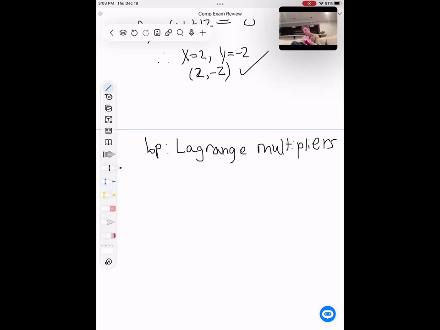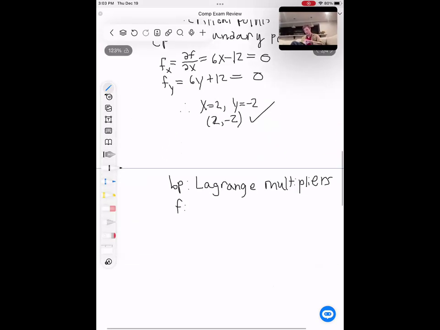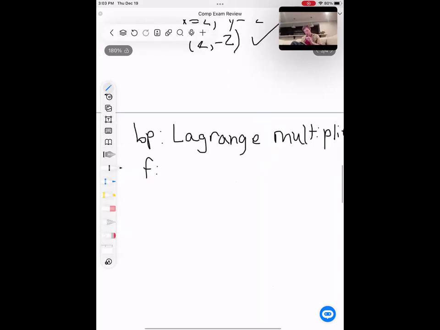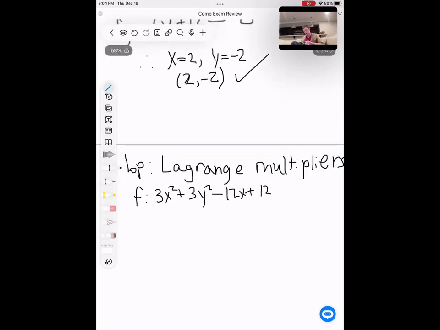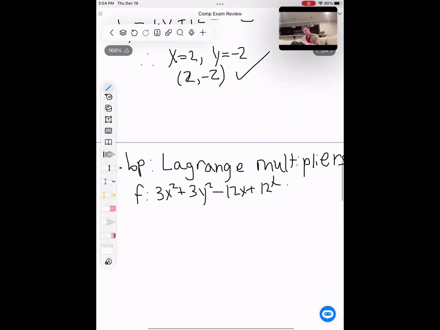Lagrange multipliers are ideal for finding maximums and minimums along or subject to a certain constraint, which is what we have here, right? Our constraint is that x squared plus y squared is equal to 100. So let's just rewrite f of x, just so that we have it down here. f of x is going to be 3x squared plus 3y squared minus 12x plus 12y. And it's either plus 10 or minus 10, plus 10. Not that it really matters in the grand scheme of things.